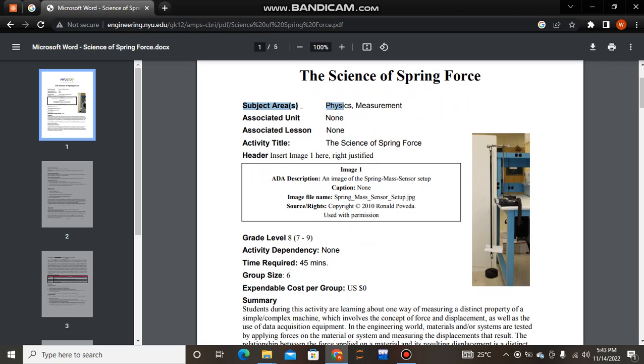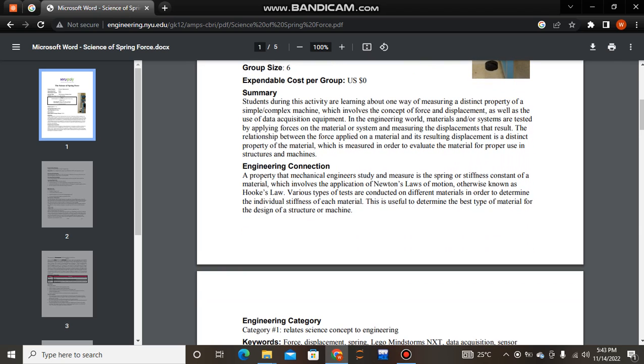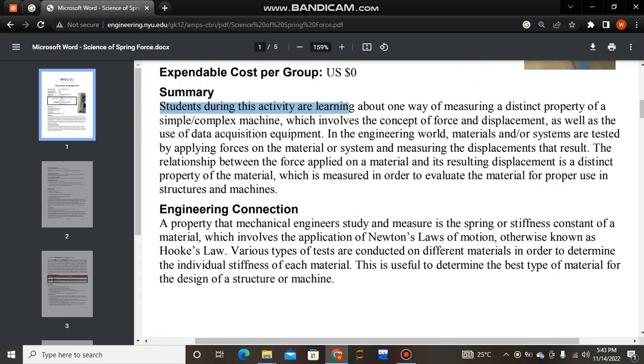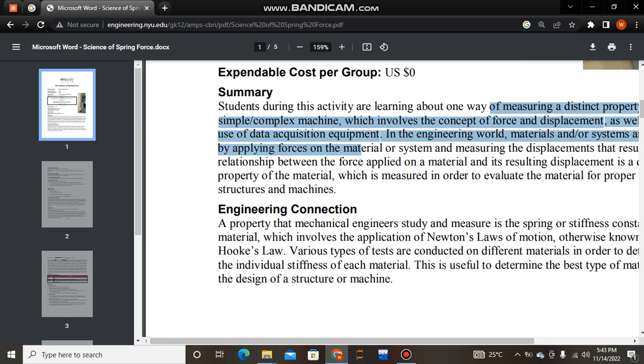Subject area: physics measurement. Associated unit: none. Associated lesson: none. Activity title: science of the spring force. Summary: the students doing this activity are learning one way of measuring a distinct property of a simple or complex machine, which involves the concept of force and displacement as well as the use of data acquisition equipment in the engineering world.